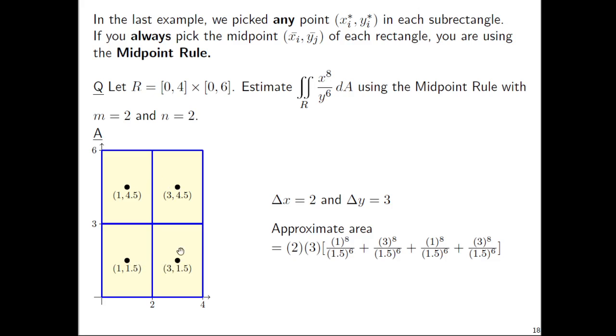So you'll see here for the point 1 comma 1.5, 1 to the 8th over 1.5 to the 6th. And for this point here, 3 to the 8th over 1.5 to the 6th. And for this point here, this should say 1 to the 8th over 4.5 to the 6th, and then finally 3 to the 8th over 4.5 to the 6th.